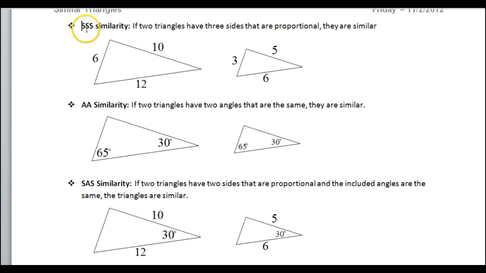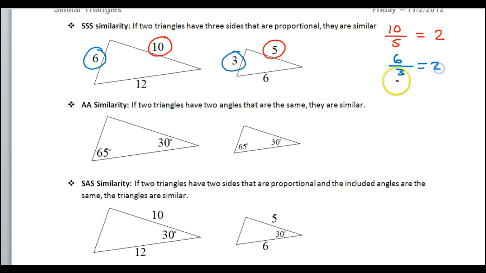One is side-side-side similarity. If all three pairs of sides are proportional, that just means they're going to all make the same ratio if I make fractions out of them. For example, 10 over 5, 10 and 5 are corresponding sides, and if I do 10 over 5 as a ratio, I get 2. 6 and 3 are corresponding sides, and if I do 6 over 3, I get 2.